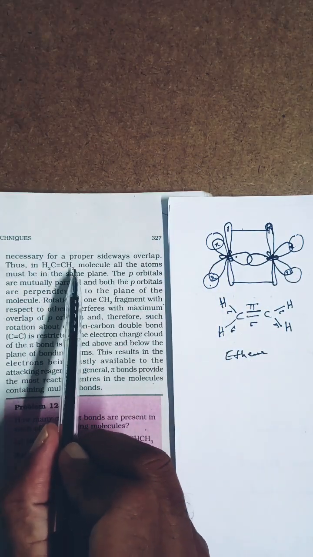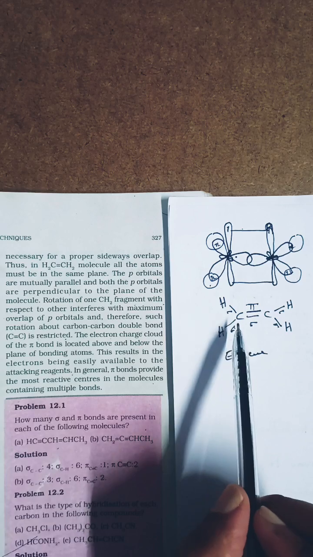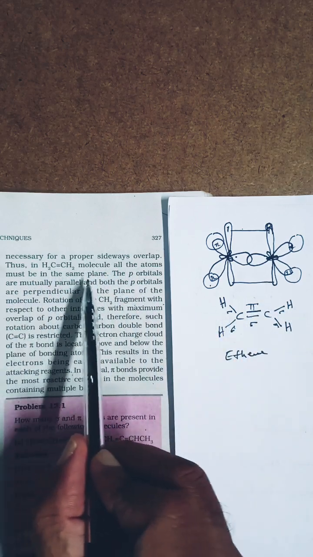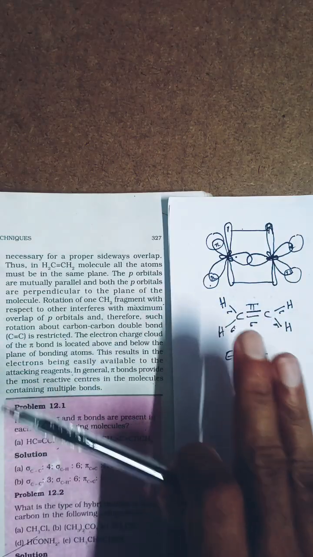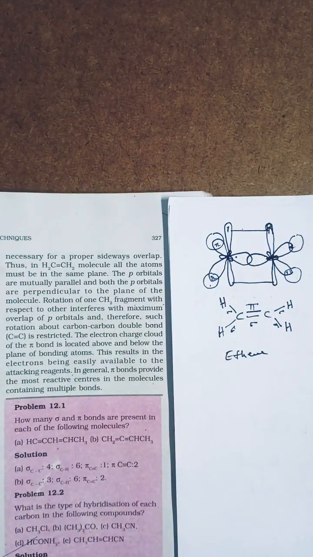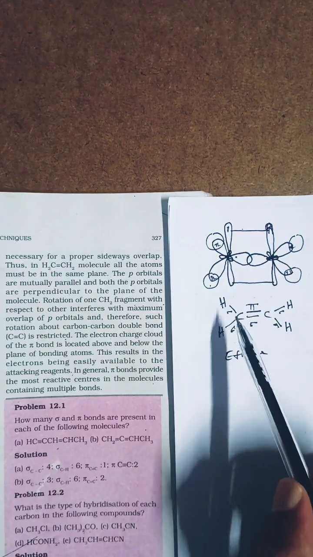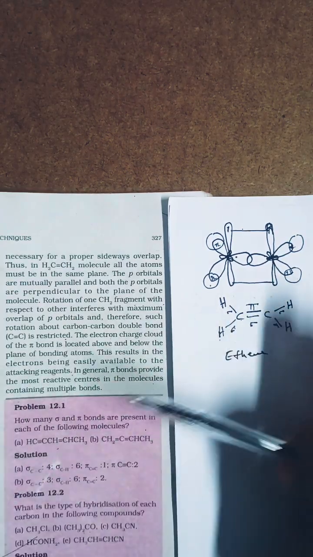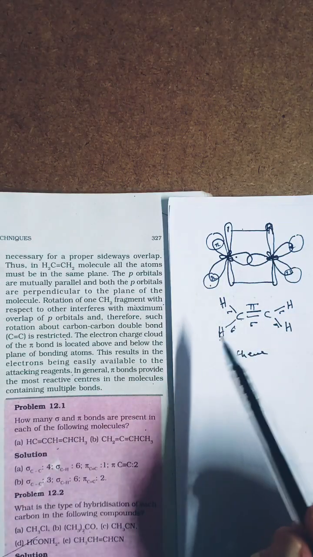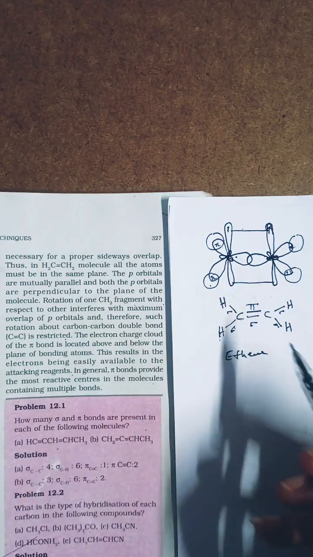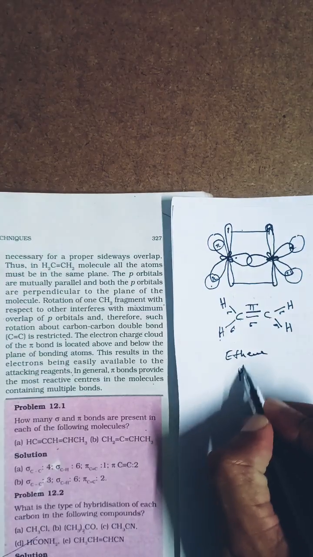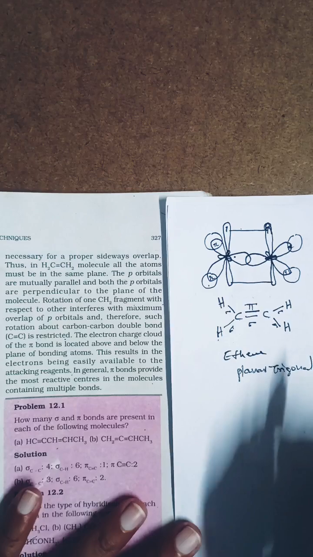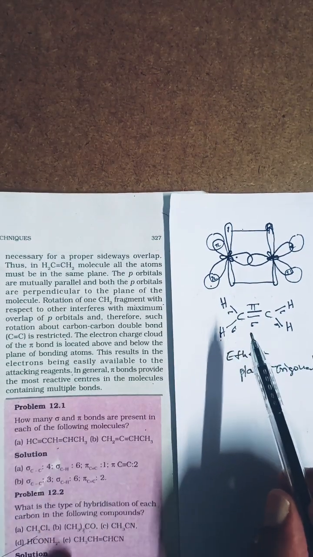Thus in the CH2 double bond CH2 molecule, all the atoms must be in the same plane. Here all the atoms are touching the paper: hydrogen, this carbon, this hydrogen, all the hydrogens are touching the paper. That is not possible in a tetrahedral structure, because this is a planar trigonal structure, all the atoms are in the plane.